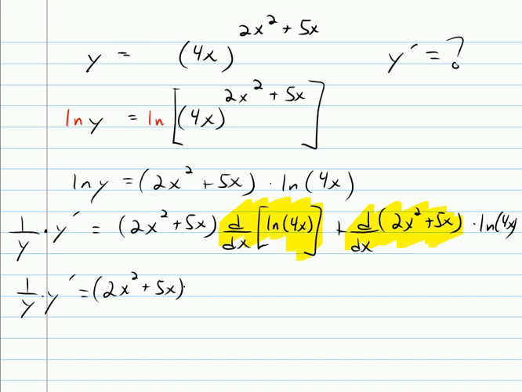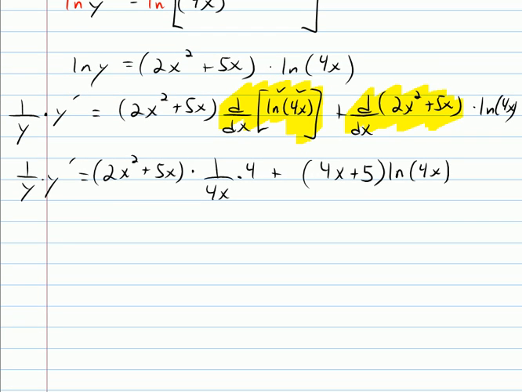times, let's see, two functions, outer, inner. So outer is my 1 over 4x. My inner, derivative of 4x is 4. Okay, this is just a little power rule. So 4x plus 5 times the natural log of 4x.